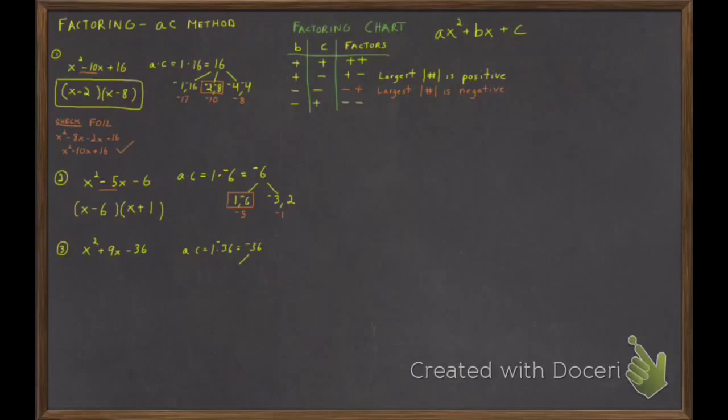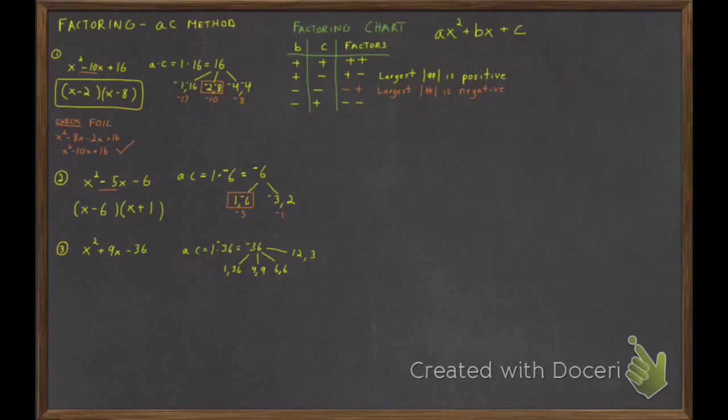Well, we have 1 and 36. We have 4 and 9. We have 6 and 6. We have 12 and 3. That looks good. All right, so now it's a negative 36.